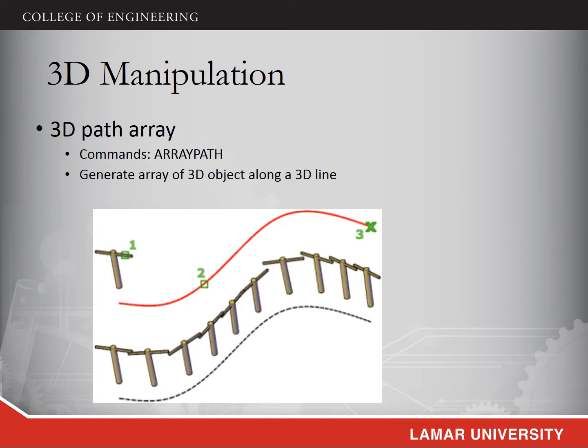From the previous slides, we can know that the 3D array command can only allow us to generate a rectangular and polar array. It cannot help us to generate a path array. Actually, if we want to generate a 3D path array, you have to call the command array path, and this command can help us to generate a set of copies of all the 3D objects along a 3D line. In the next demonstration, I will show you one simple example about the implementation of the array path command.